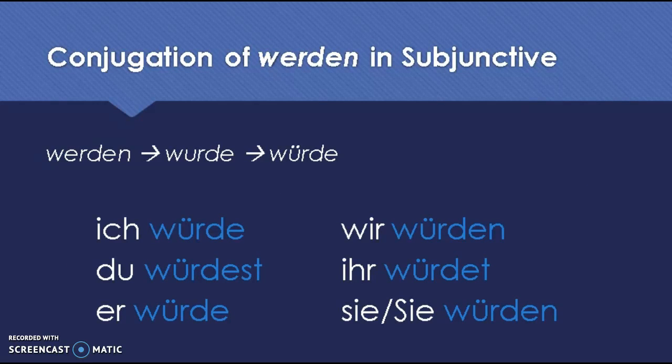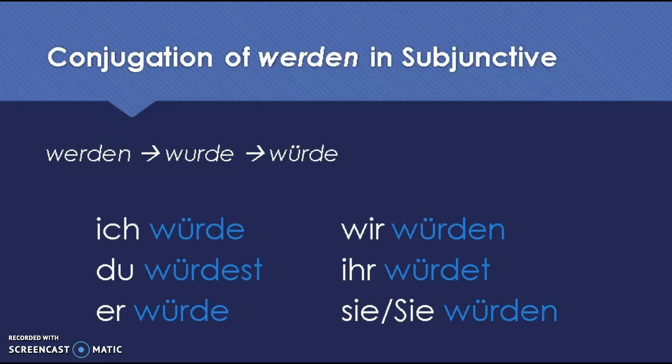So how do we conjugate this? Well, würde here is actually a form of the verb werden in the subjunctive. So werden is our infinitive. If you note, this looks really similar to wurde, which is what we used when we were looking at passive voice. Die Tür wurde geöffnet. The door was opened. If we just add an umlaut to that, we get würde. Wurde, würde. Okay, so the subjunctive form of würde actually is created from the past tense form of werden. And we'll see that with some other verbs as well.